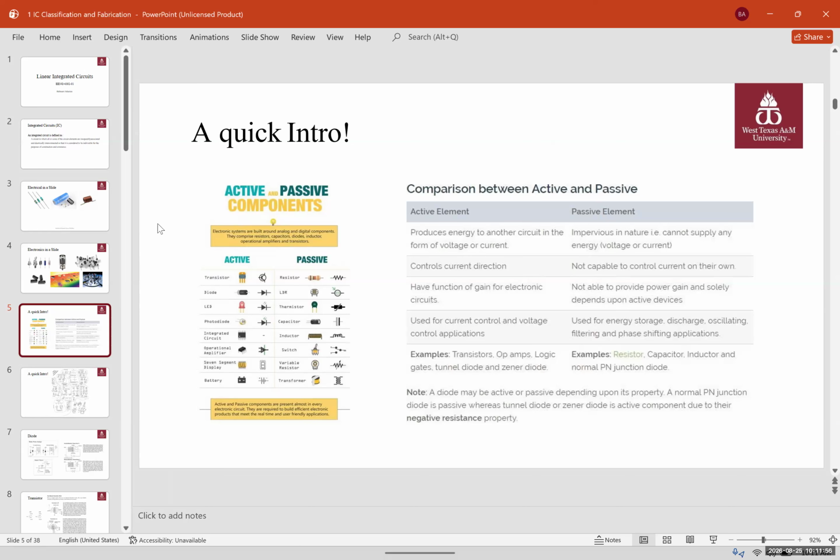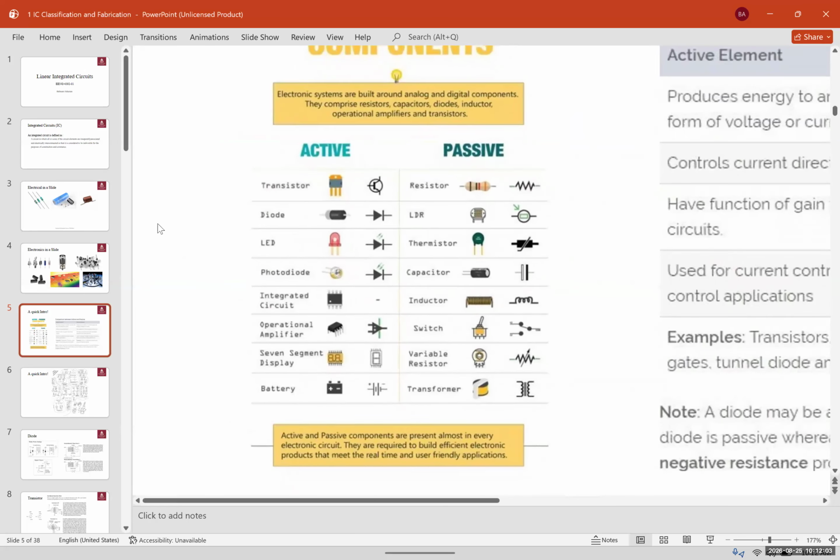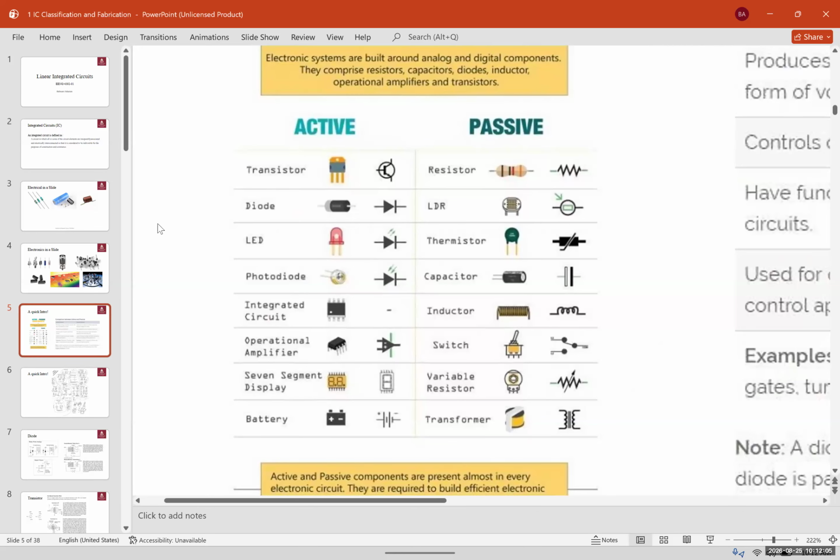Now, elements and components can also be divided in two main categories. We have active elements and passive elements. Now, what is the difference between an active element and a passive element? An active element produces its own voltage, current, and it could control the output voltage and current. Now, some examples of active elements are transistors, diodes, LEDs, because LEDs control the direction and so on, it's considered an active element.